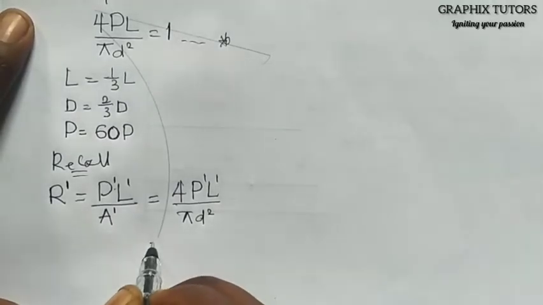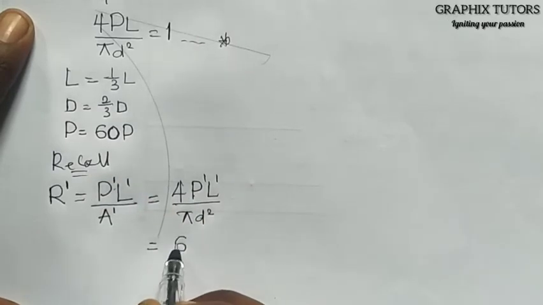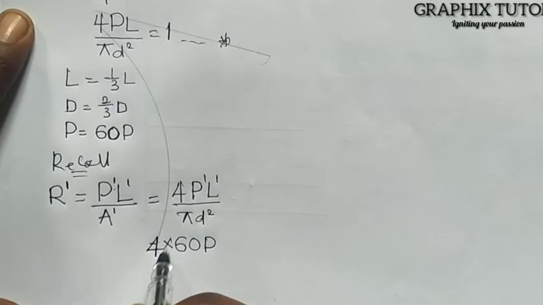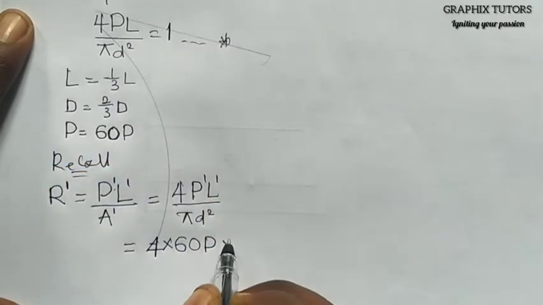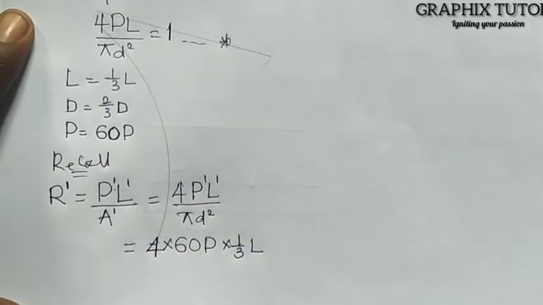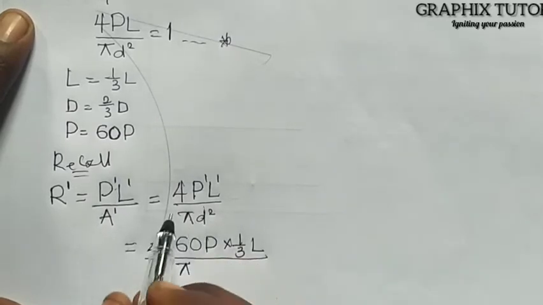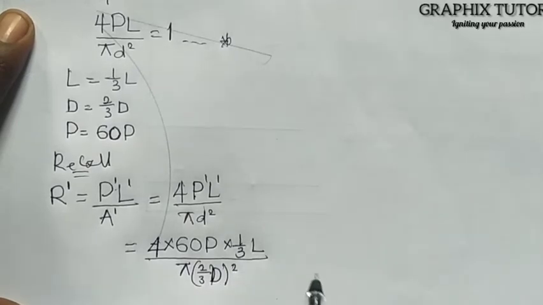Now let's start putting in our values. What is the resistivity? It is 60 rho, right? And there's 4 here, 4 times that. Then the length is 1/3 of the length, multiplied by 1 all over 3L, then all over pi. Then the diameter is 2 over 3 d square. So if you move forward, this will give us the following.